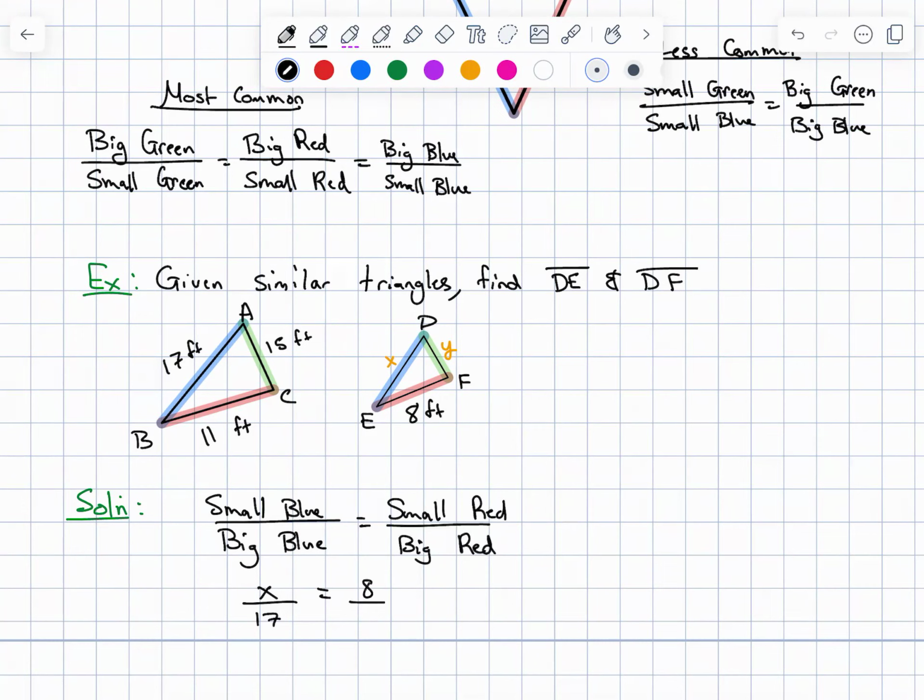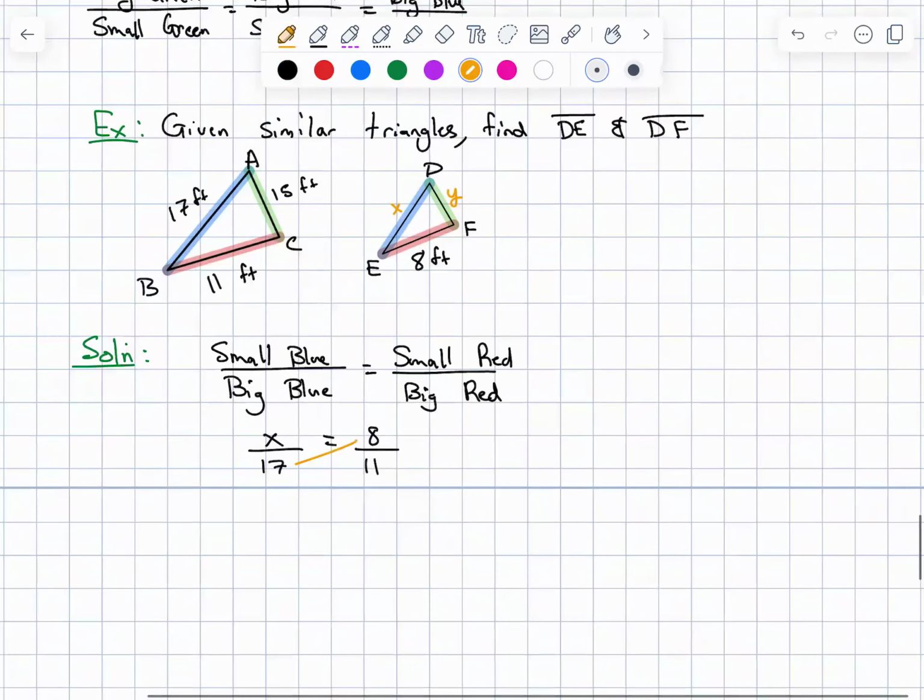Small red was 8 divided by 11. At which point, this is a proportional equation. We can cross multiply to solve it. And that's what we'll do. Cross multiply. You get 11x is equal to 8 times 17, which is 80 plus 56. That's 136.